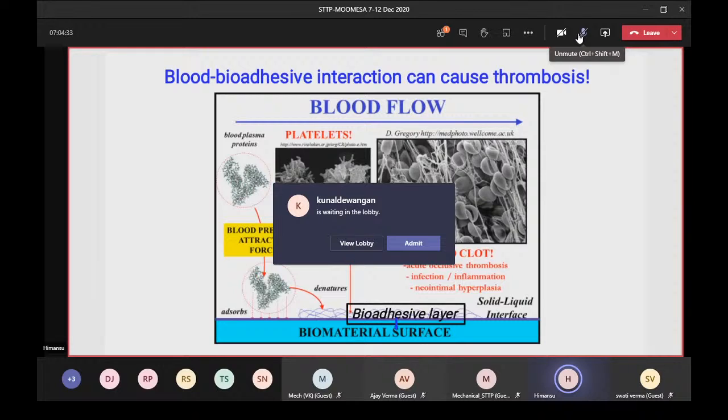This is actually the title of this short course. The important point is that if the surface is not optimized, it is not good for us. That means we cannot do any kind of surgical operations. So what happens when blood flows over a substrate is that immediately the protein molecules adsorb, and as a result, after some time you get blood clotting.